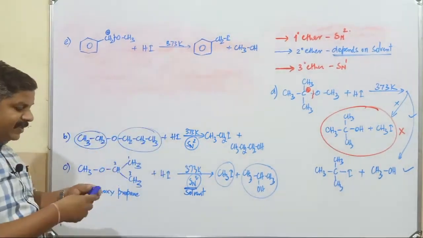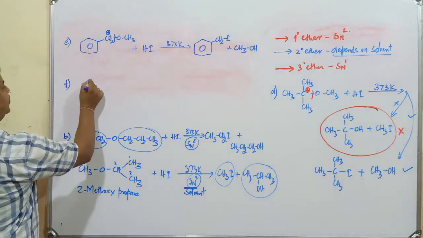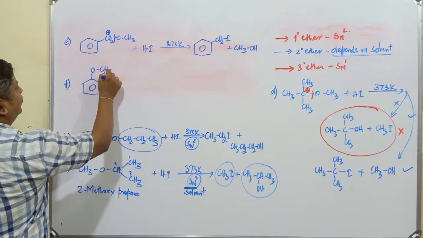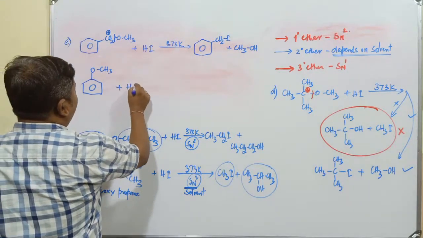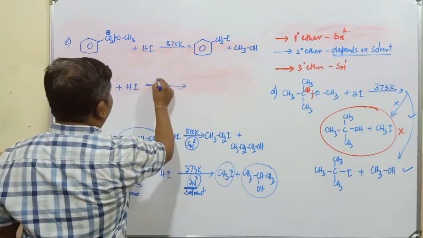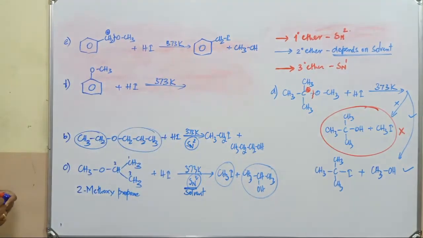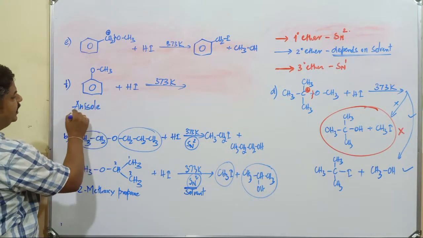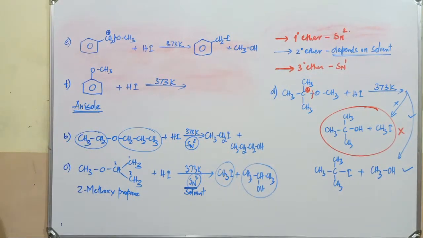Only in this case, iodine is added to what? The largest alkyl group. Suppose you carry out the reaction, this is OCH3 plus hydrogen iodide at 373 Kelvin temperature. What is the product in this case? This is anisole. When this anisole, an unsymmetrical ether, is treated with hydrogen iodide, what compound is possible in this reaction?